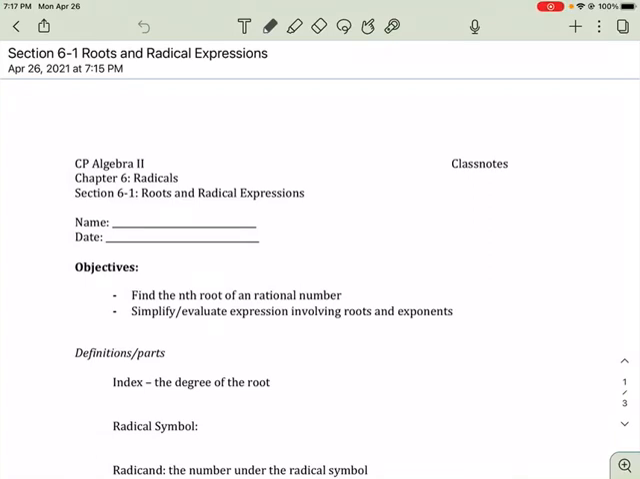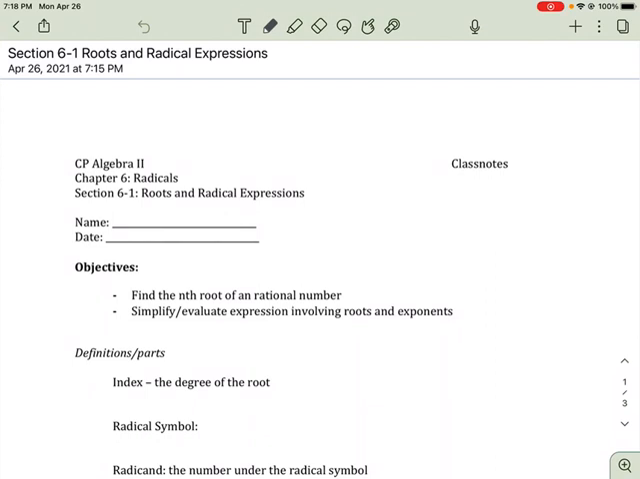Hi everyone. So today we're going to start our next unit on radicals and rational exponents. We're going to focus today on what exactly is a radical, what does it mean, what's the difference between an odd radical and an even radical, what we can and can't take radicals or roots of, and what are the different parts. By the end of today, we're going to be able to find the nth root of a rational number and simplify and evaluate expressions involving roots and some exponents. And that sounds hard, but you'll be fine.